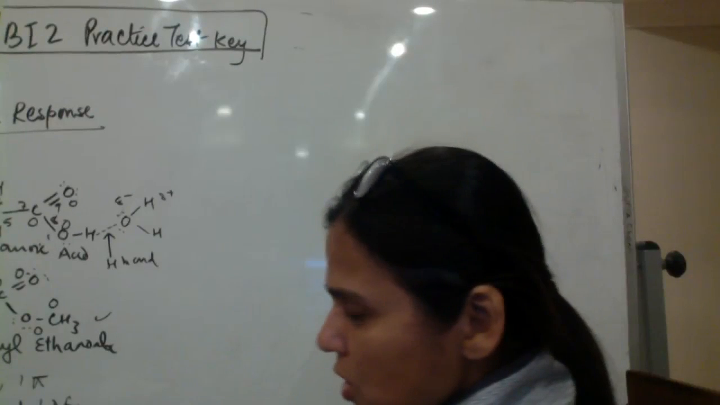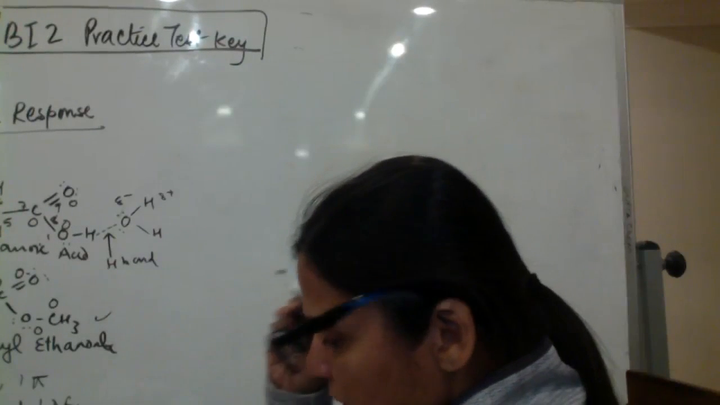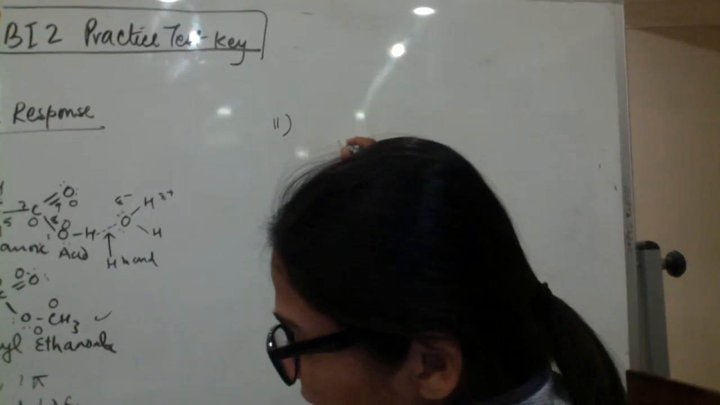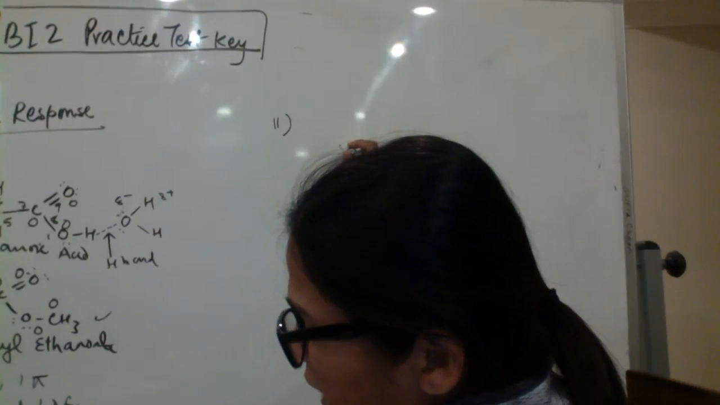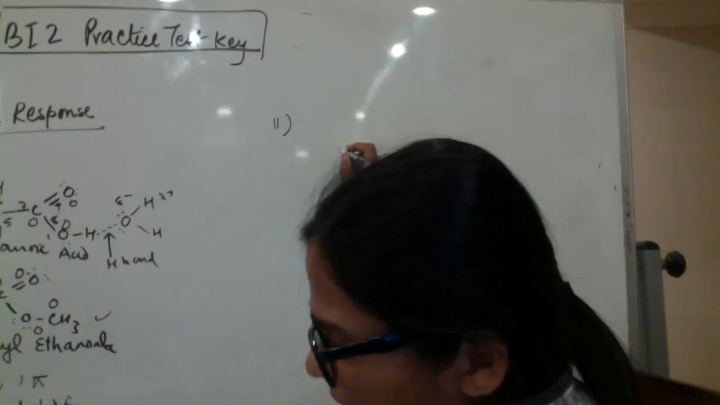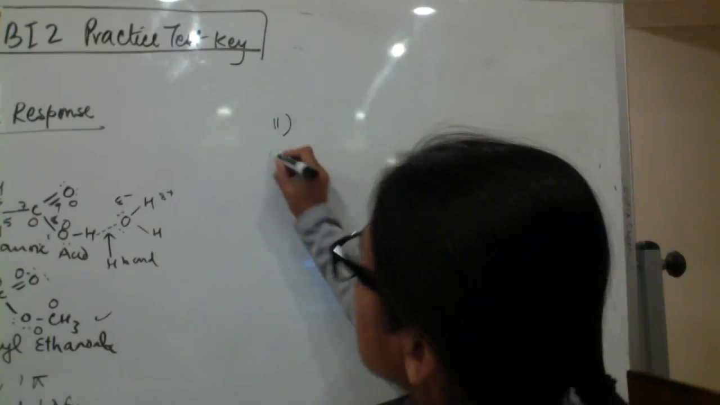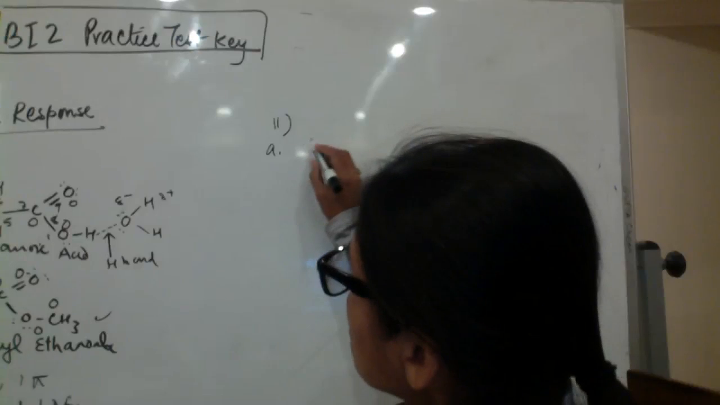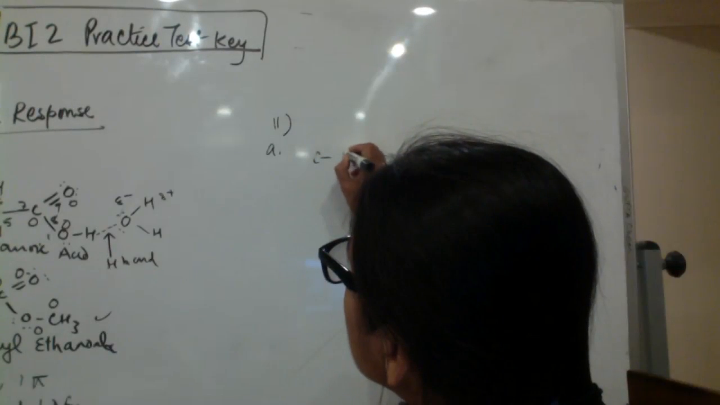Okay, so the next question here is number 11 that says ethene may be prepared by dehydration of ethanol, molar mass this much, using a solid catalyst. An experimental setup for this is shown. And A says draw the Lewis dot diagram for C2H5OH.